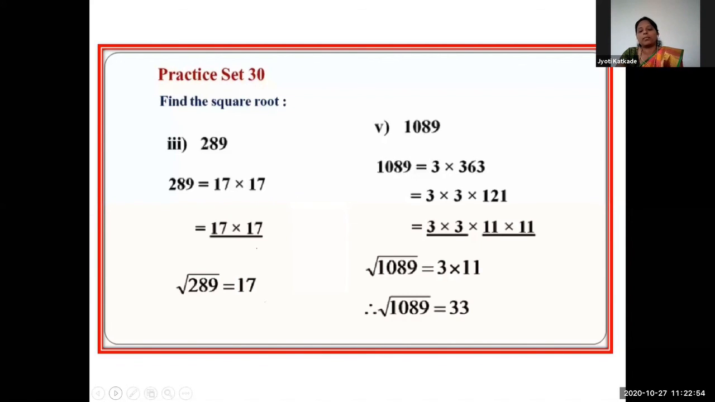When the base is the same and multiplication is there, we have to take the addition of powers. Okay, next question: a raised to 0 is equal to 1. The power of any number being 0, the answer is 1.